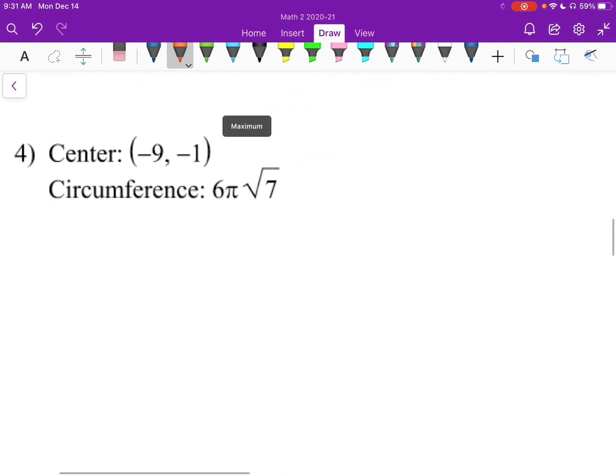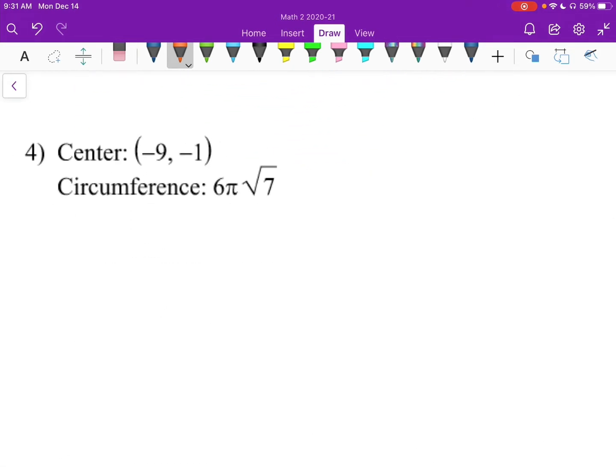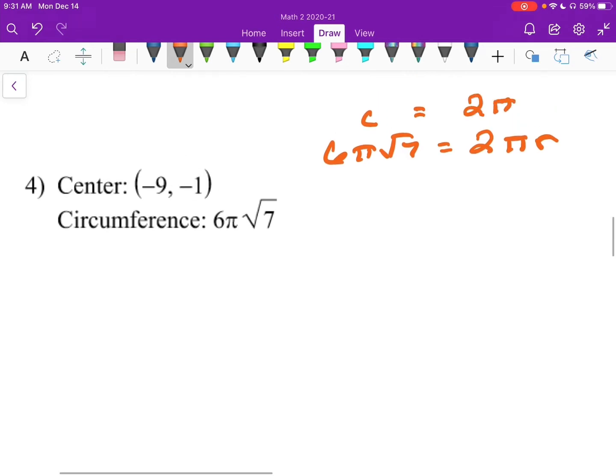All right, number 4. This one also has our circumference listed. So I'd say, well, 6 pi root 7 equals 2 pi r. Right, this is the circumference equals 2 pi r. Really quickly, I can cancel my pi's. I can cancel my 6 and my 2, and it turns into a 3 on the left. So now I have 3 root 7 equals my radius.